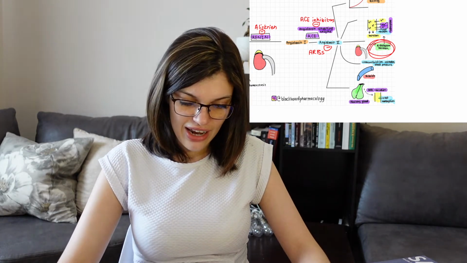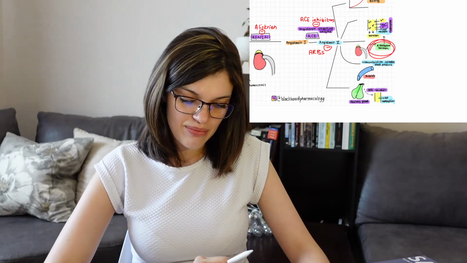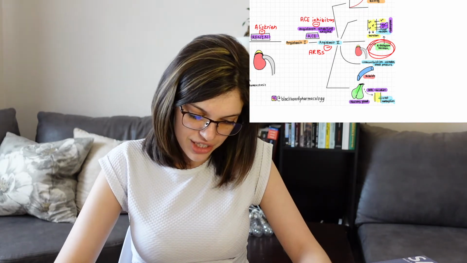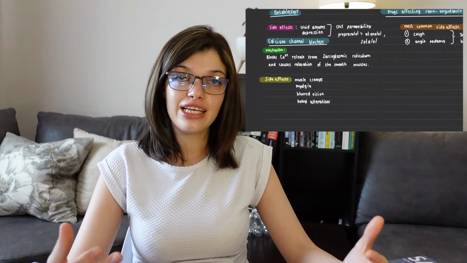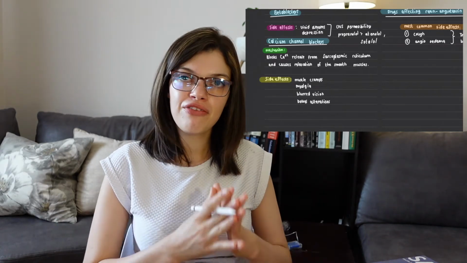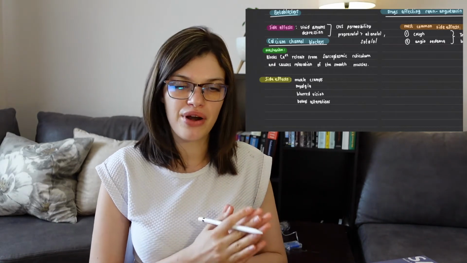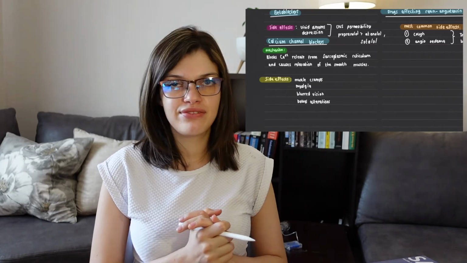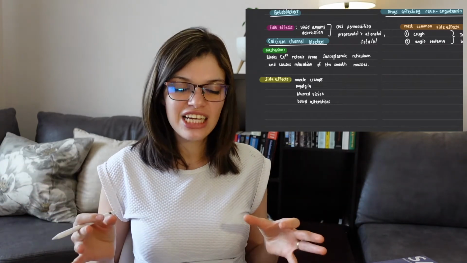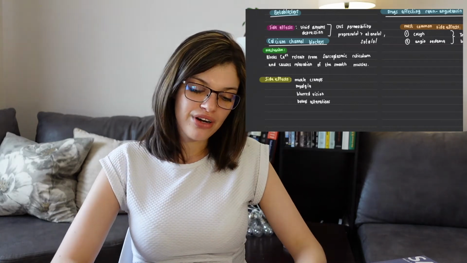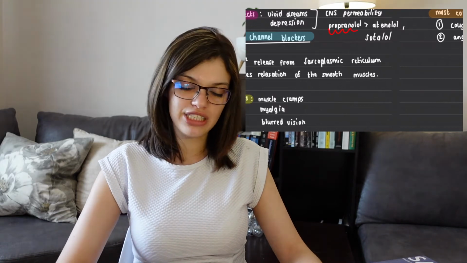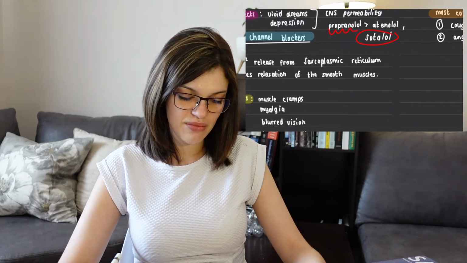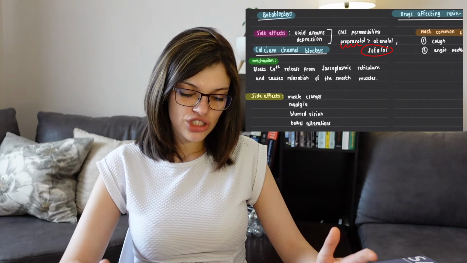Then we can quickly discuss the beta blockers. Beta blockers have some not so nice side effects, which include vivid dreaming as well as depression, because they are lipophilic drugs and they cross the blood-brain barrier. But not all of them have these side effects to the same extent. So something like propranolol will give you more of this effect, but something like sotalol will be much better in this instance. Okay, calcium channel blockers.